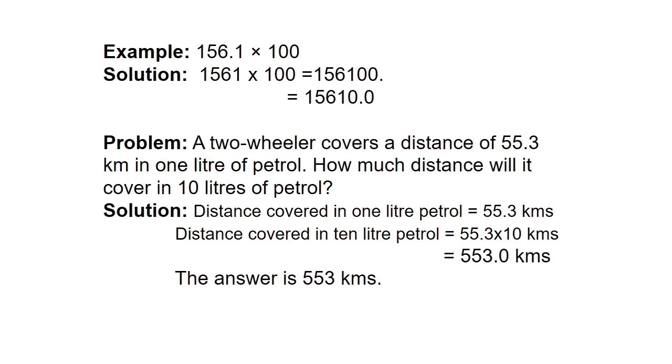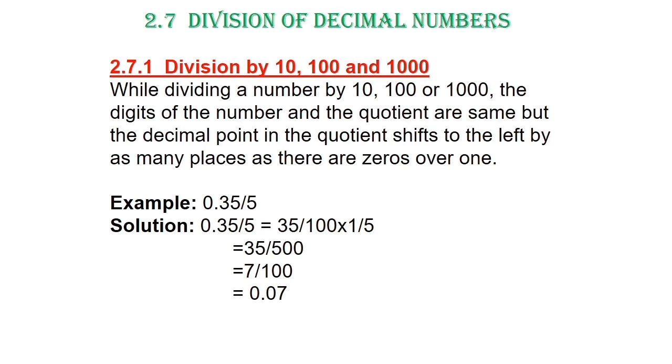Problem. A two-wheeler covers a distance of 55.3 km in 1 liter of petrol. How much distance will it cover in 10 liters of petrol? First, we write the given things. Distance covered in 1 liter of petrol is equal to 55.3 kilometers. Distance covered in 10 liters of petrol will be 55.3 into 10 kilometers, which will give us 553.0 kilometers. Hence, the distance covered in 10 liters of petrol is 553 kilometers.